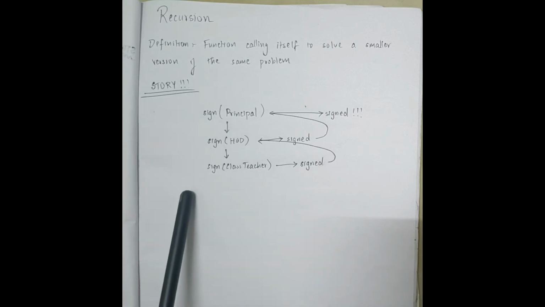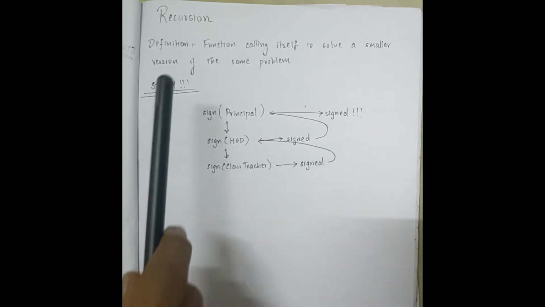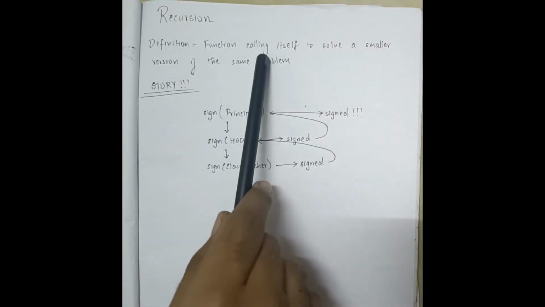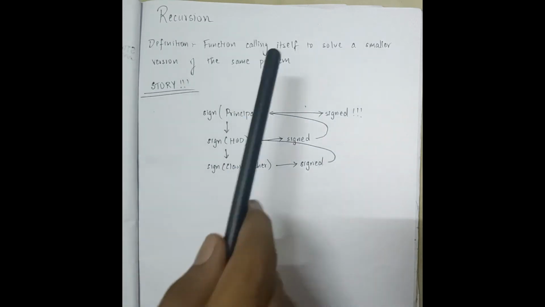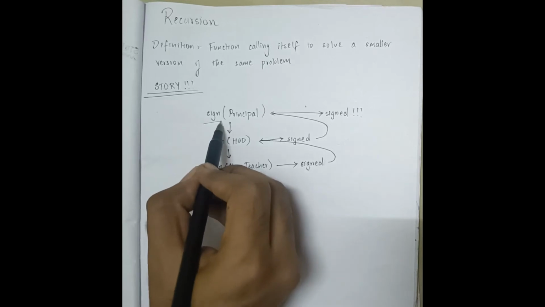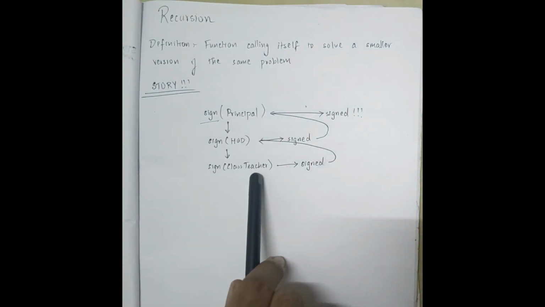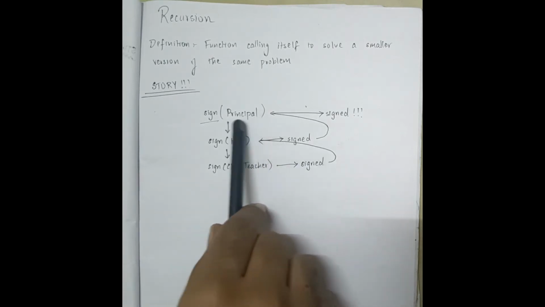So what is happening here? Is this anywhere related to recursion? Yes, this is exactly how recursion works. When a function doesn't know the answer, it immediately calls a smaller version of the problem, and that is the definition: a function calling itself to solve a smaller version of the same problem. As we can see, sign is the function here, and principal, HOD, class teacher are the input parameters.